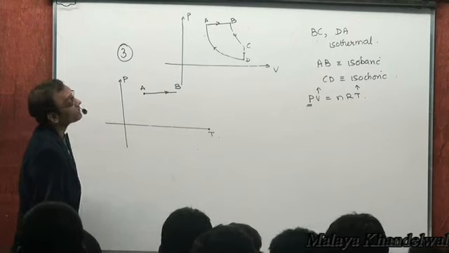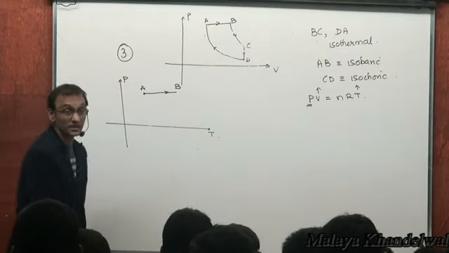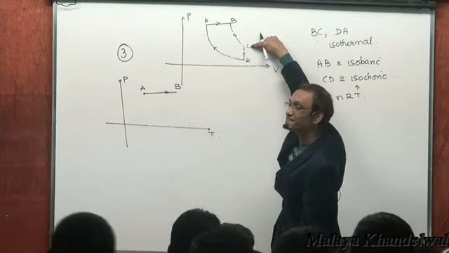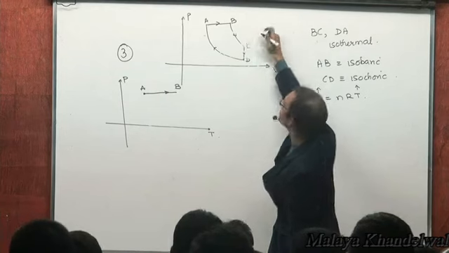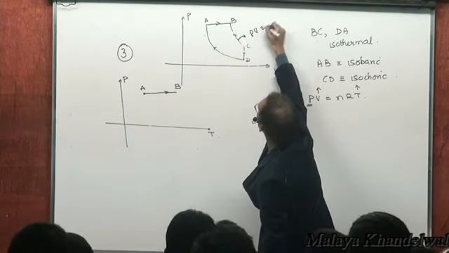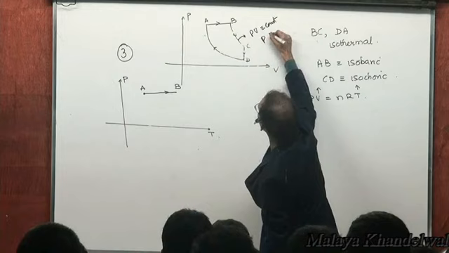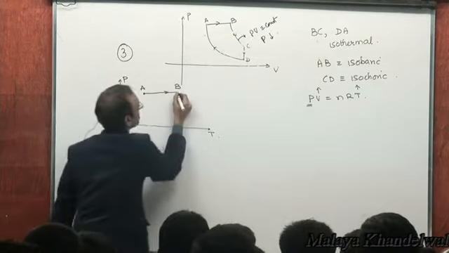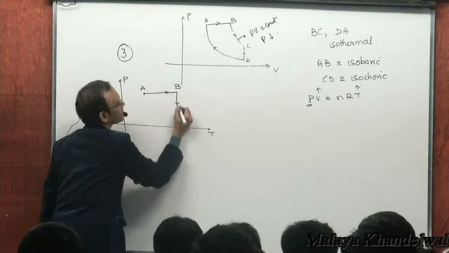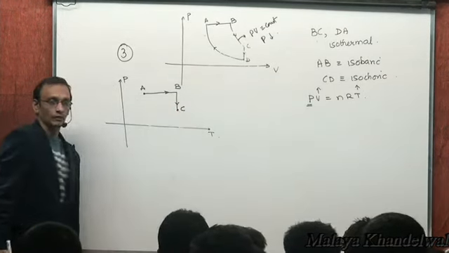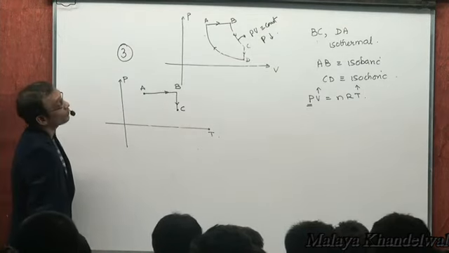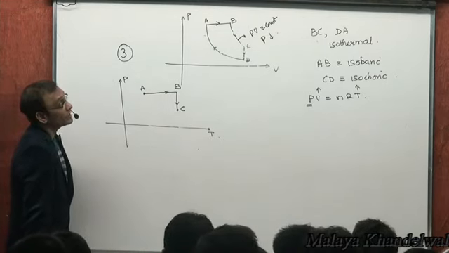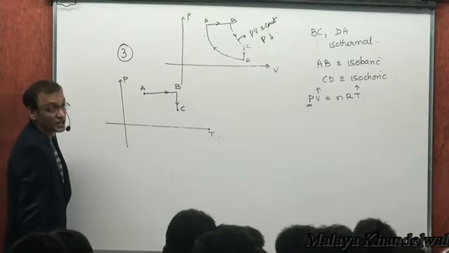Now B to C is an isothermal process. Temperature remains constant and volume increases. That means pressure decreases. From B to C, volume increases, PV equal to constant. Volume increases, so pressure decreases from B to C at constant temperature. Right? Now, C to D is an isochoric process in which the pressure is decreasing.